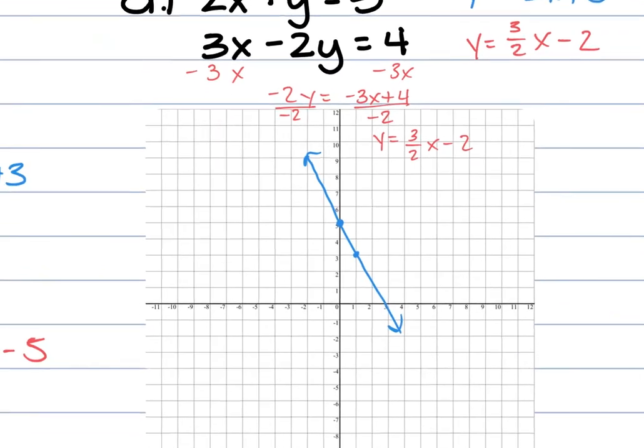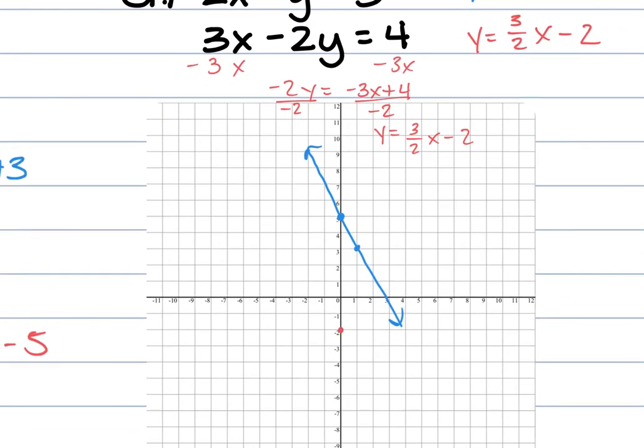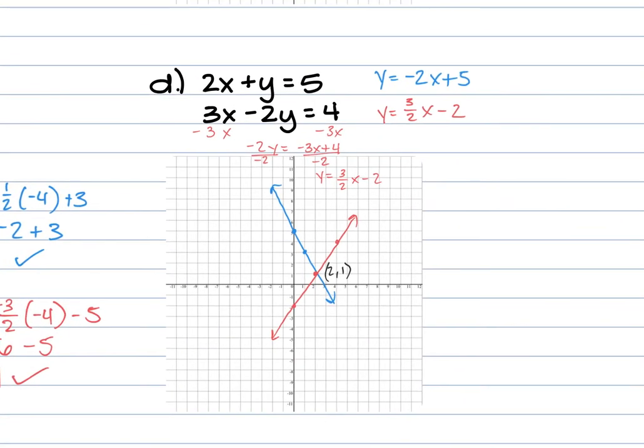Okay. So our y-intercept is -2. What's my slope? 3/2. So up 3 to the right 2. We should have gotten a line that looks like this. What's the intersection point? Shayla? 2, 1. We're done? No. Okay. What do we have to do?